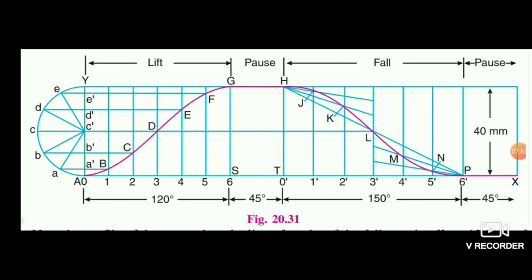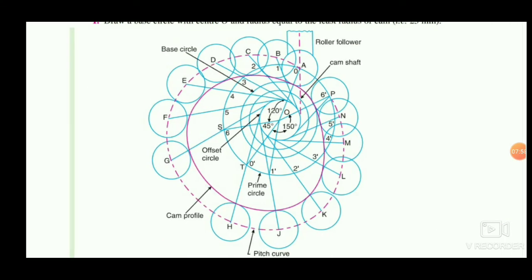Now we will see the method to draw the cam profile. So you can see the cam profile. Here first of all you have to draw the base circle. Base circle radius is 25 mm. Then inside that you can draw the offset circle also for 12.5 mm. Then you have to draw the vertical tangent from the offset circle, which is meeting above on the base circle. That point will be A.